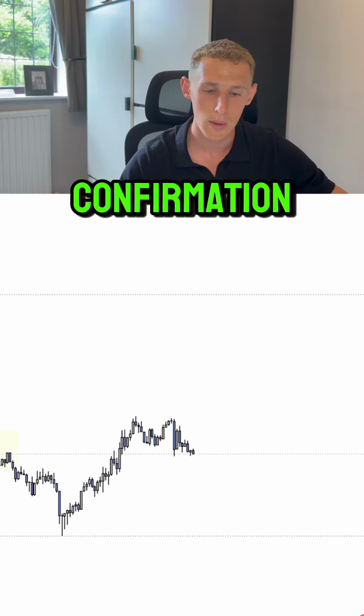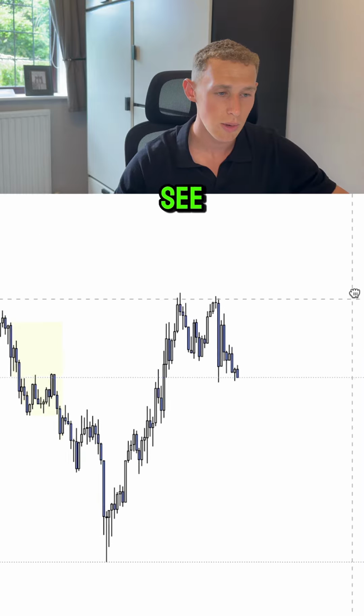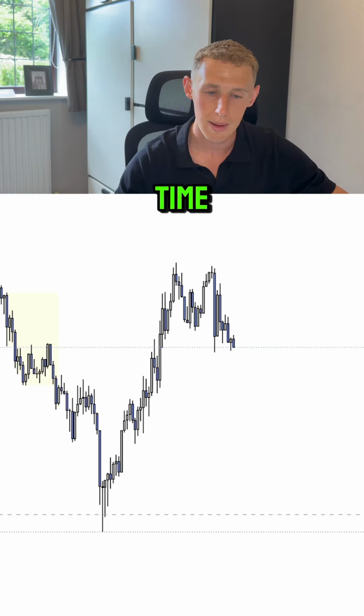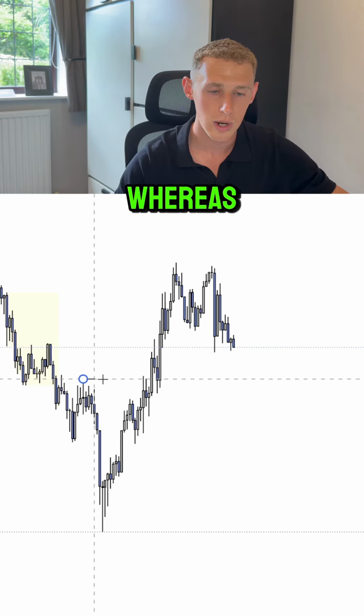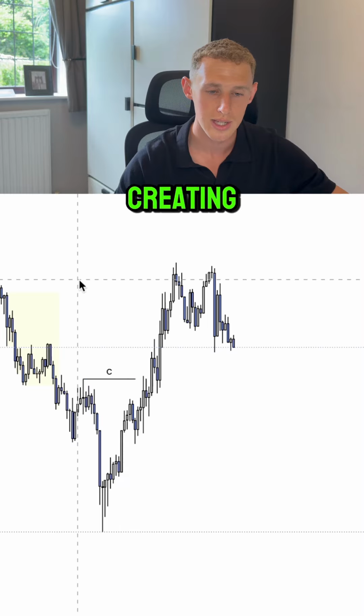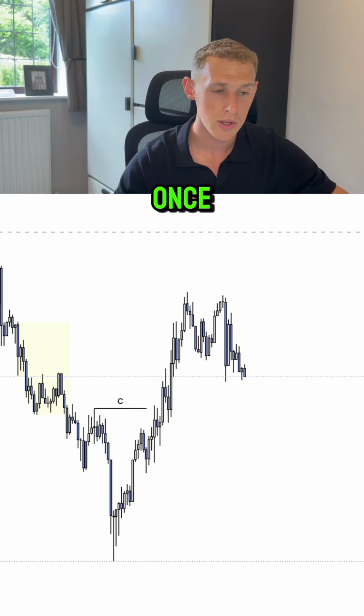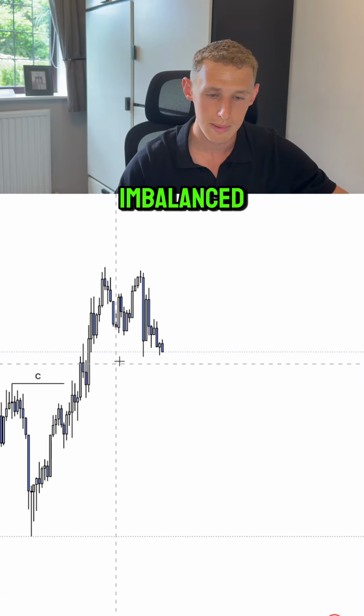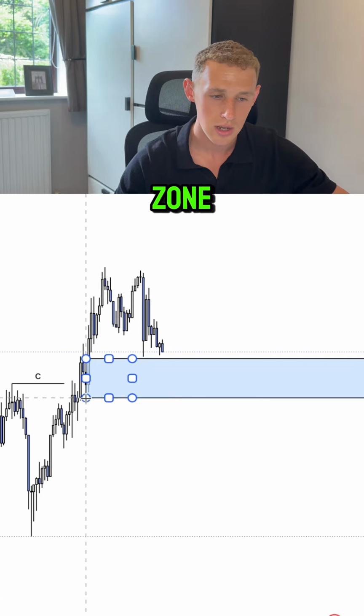We want to wait for a confirmation, right? So here we can see once price swept that demand to the left, on the 15-minute time frame, it created a higher high, whereas before it was in this bearish trend creating lower lows and lower highs. Once we see this initial change of character, we simply want to look for an area of imbalanced demand. Here we have this zone right here.